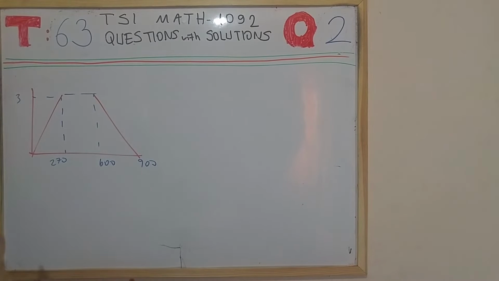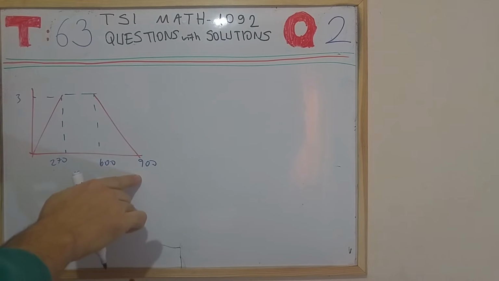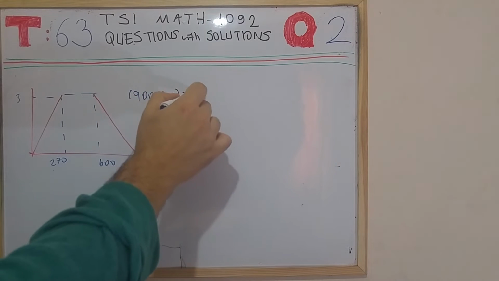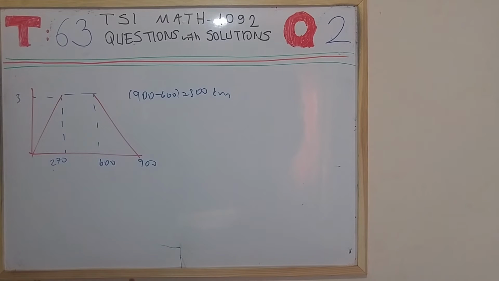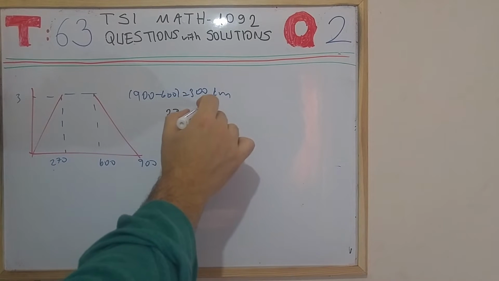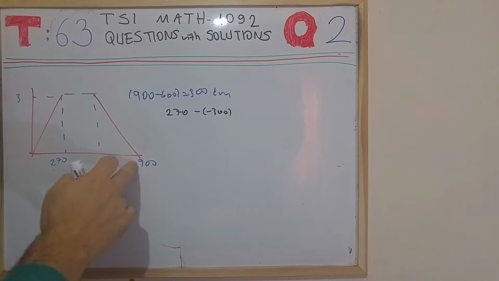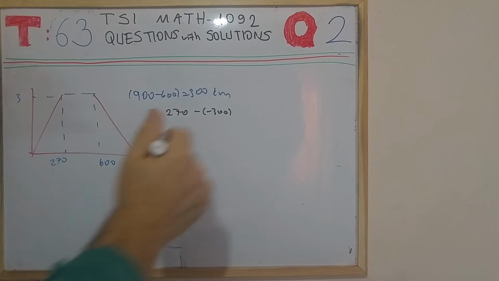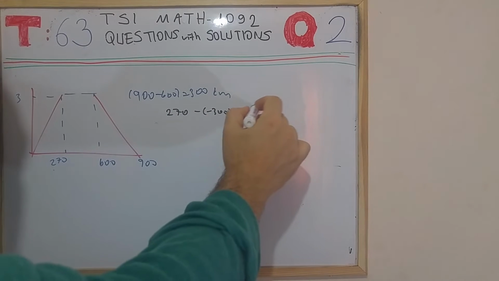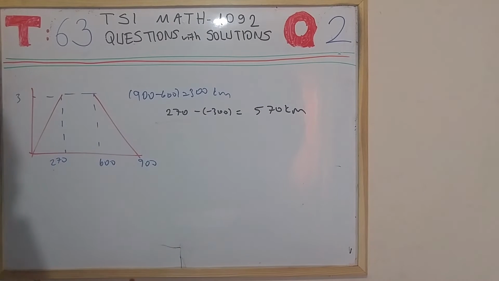According to the figure, the distance traveled by the first car is 270 kilometers, and the distance traveled by the second car is equal to 900 minus 600, that is equal to 300 kilometers. So the total distance traveled in 3 hours is 270 kilometers plus 300 kilometers because of the direction. So this is equal to 570 kilometers traveled in 3 hours.